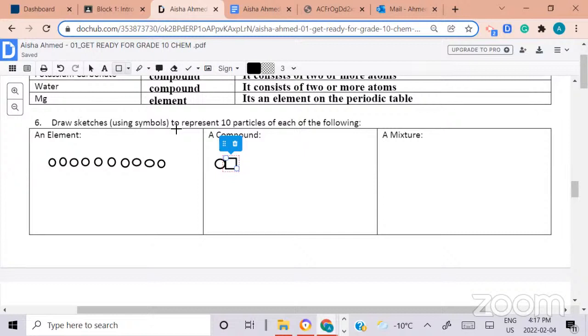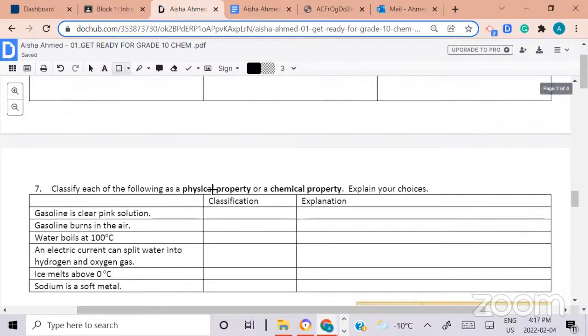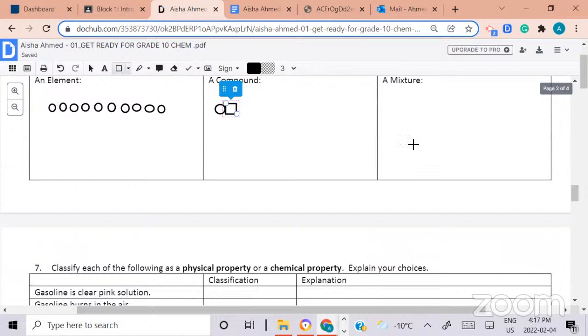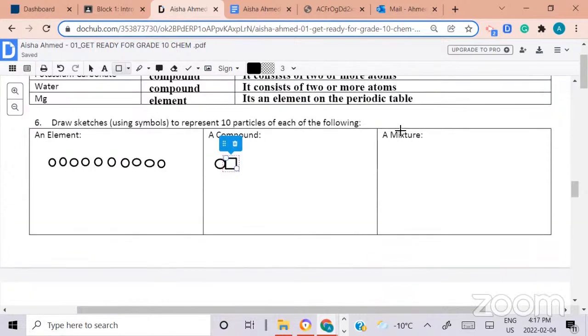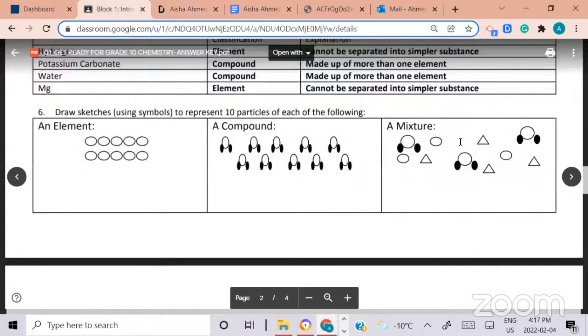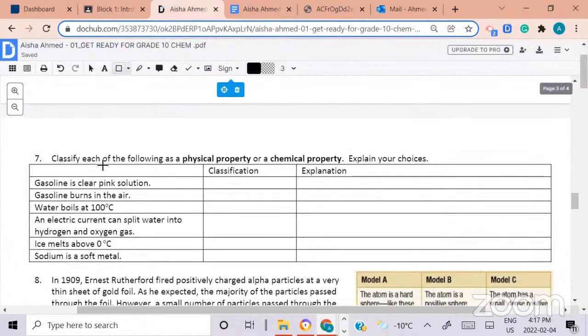If you're gonna scroll down, I can't see it. No, don't you want to do mixture? We didn't do mixture yet. Okay, so for a mixture, you would just put a whole bunch of different ones. Think of it as like water and salt. Water would be H2O, and salt would be NaCl, so Na and Cl. So just put like four different shapes. So you'd have water and then you have Na and Cl. Okay, next one.